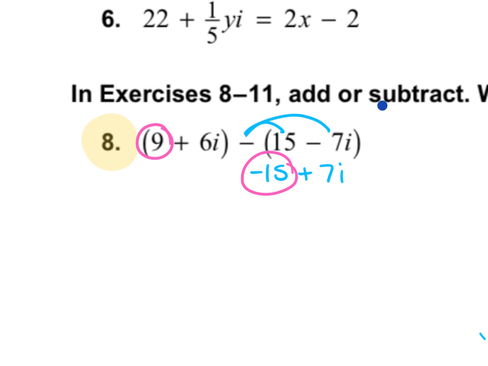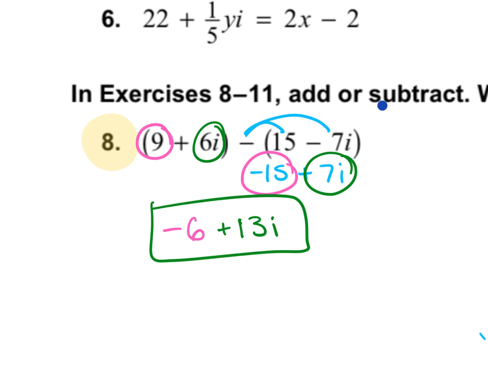What is 9 minus 15? Negative 6. And then what is 6i plus 7i? 13i. So this would be our answer. Make sure your real part comes first. Any questions?